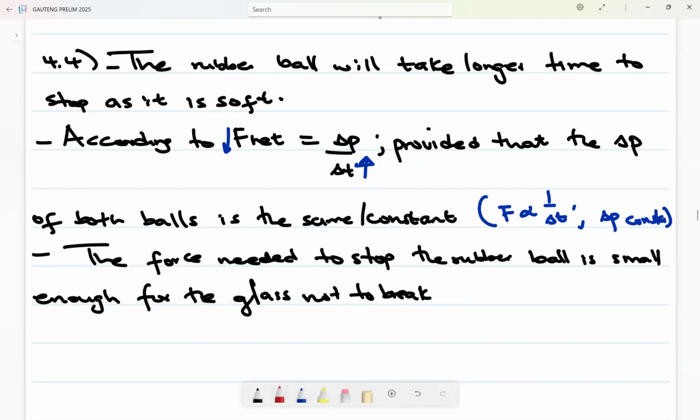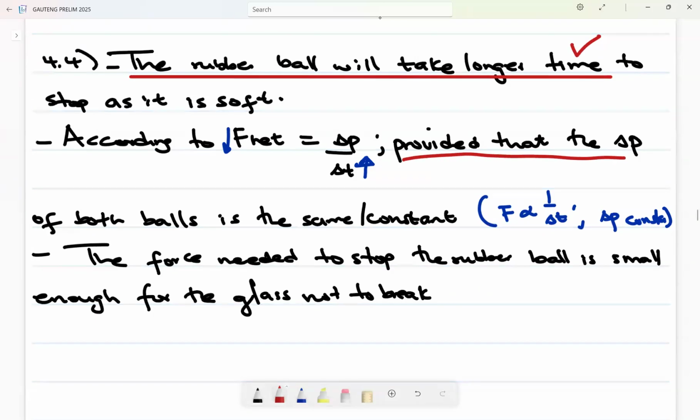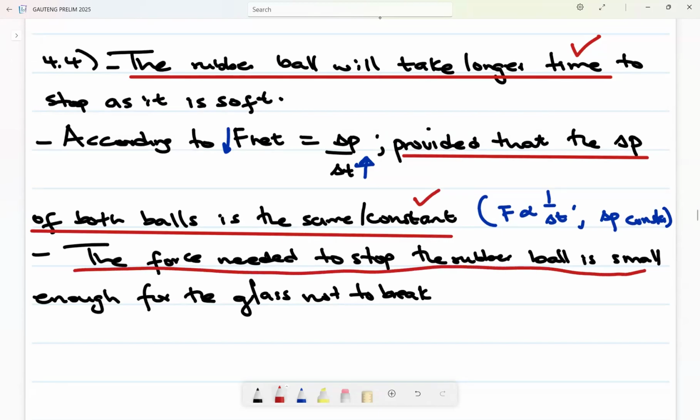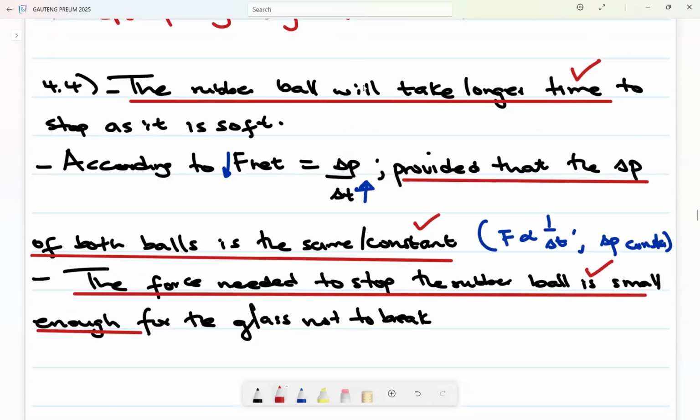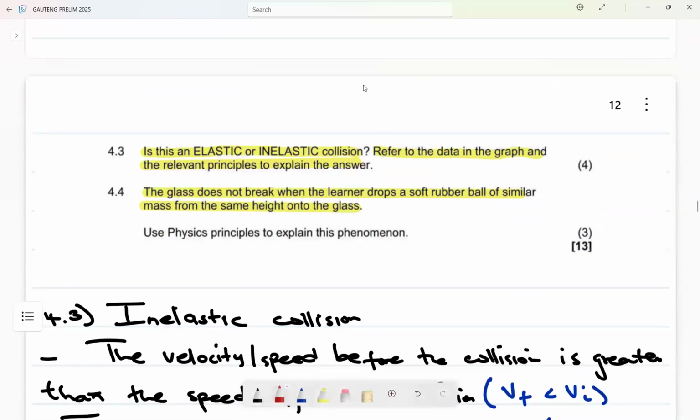So the most important part is that the rubber ball will take longer time. And then, according to this one, provided that the change in P of both the balls is the same or is constant, another mark, then the force to stop the rubber ball is small enough. Then another mark. I think that's how the marks should be allocated for this question.